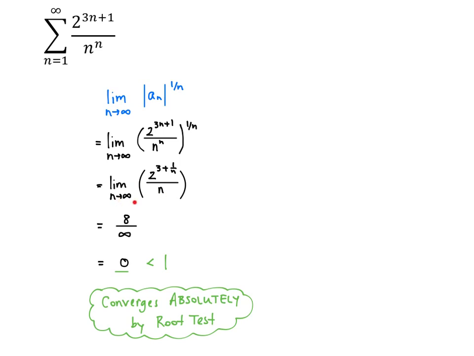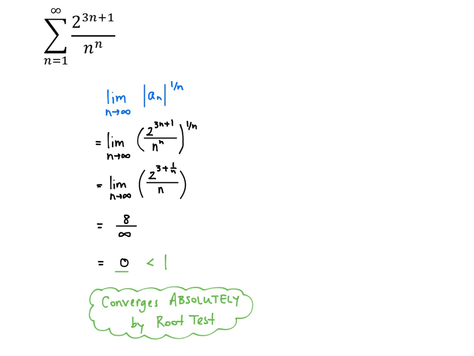And now when we plug infinity in, we get 2 to the third plus 0. So 2 to the third is 8. The denominator becomes infinity, so 8 over infinity just gets us to 0. 0 is less than 1, so we can say that by the root test, this series converges absolutely.